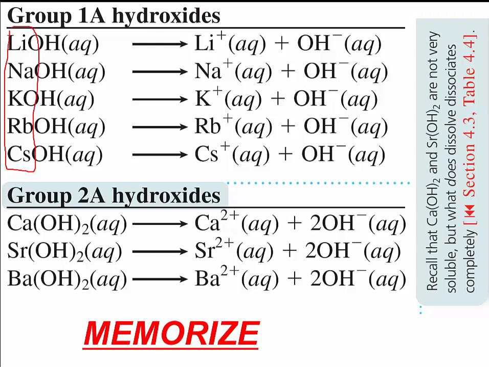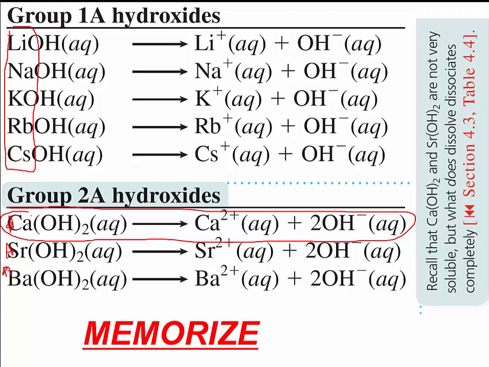Your group 2A, these are your alkaline earths. You've got calcium hydroxide, strontium hydroxide, and barium hydroxide. And calcium hydroxide really shouldn't be on here as an analytical chemist because it doesn't completely dissociate. To the extent that it does, it's going to give you 2 OHs for every 1 mole of calcium hydroxide. And knowing that these guys are strong bases often shows up in kind of trick questions. So know that these guys are strong bases.